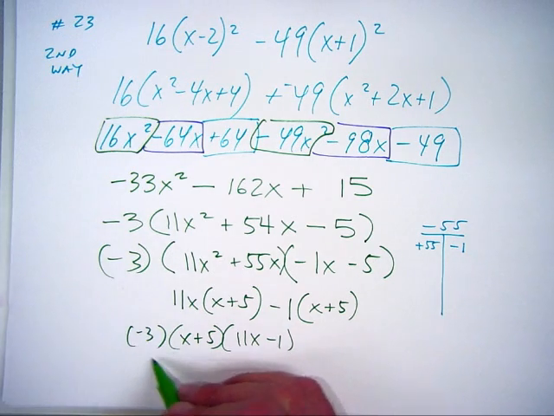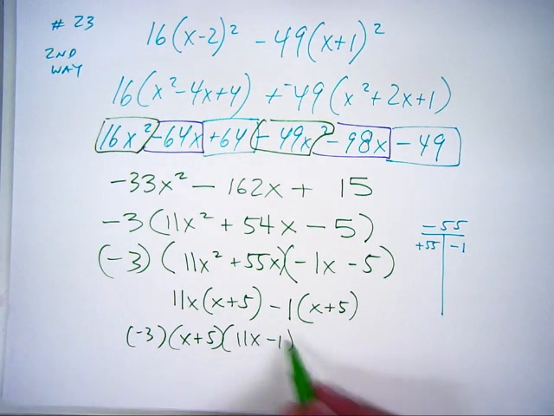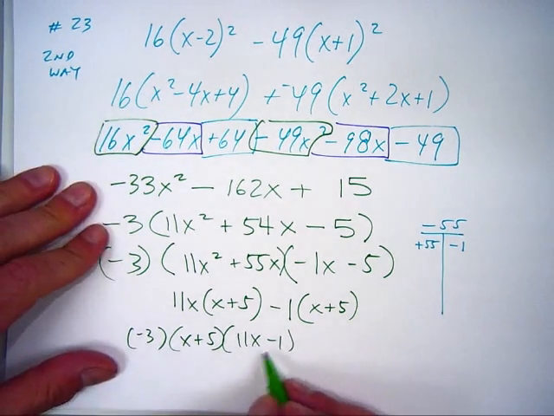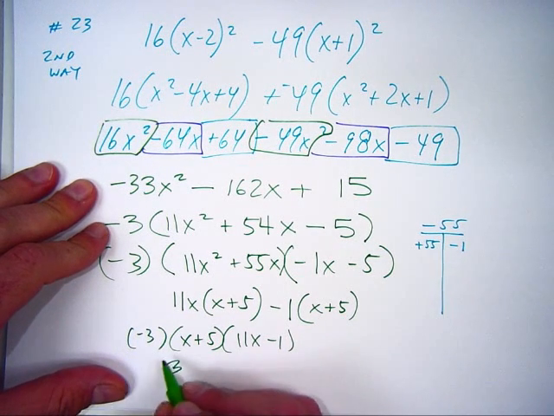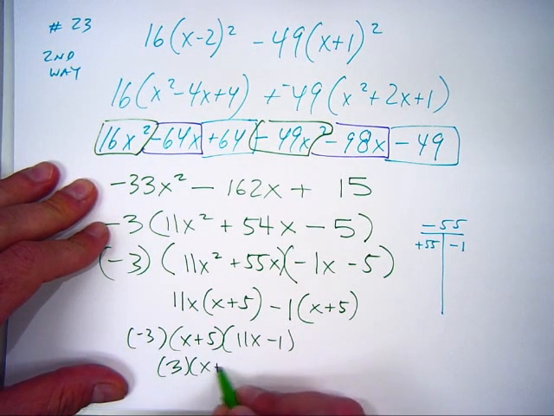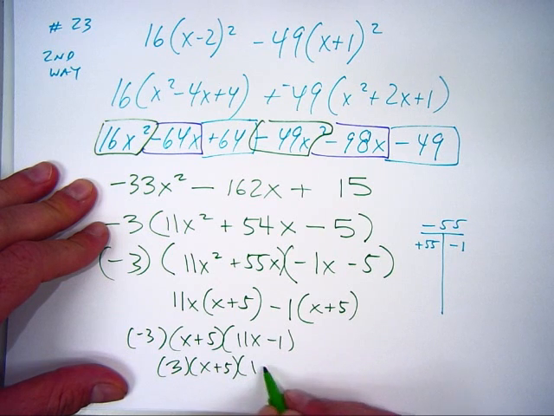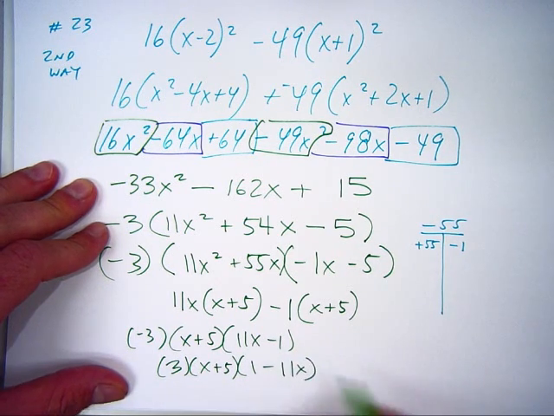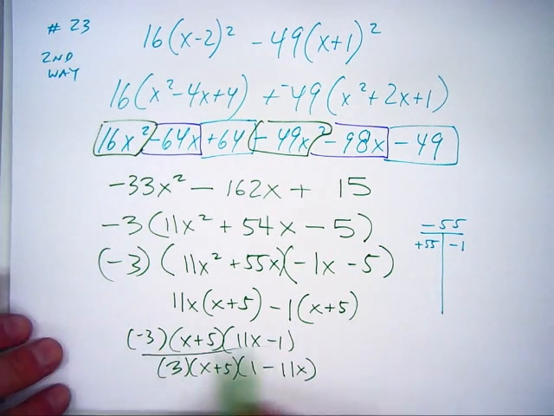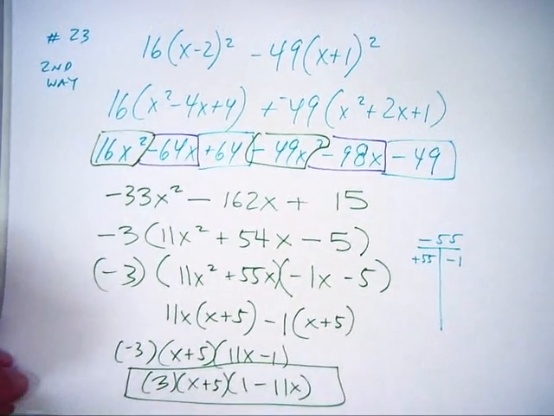We can distribute the negative from that negative 3 into here and make this 1 minus 11x. So our true final answer will be positive 3, quantity x plus 5, 1 minus 11x. That's the fewest negatives we can have. This would be our 100% correct final answer.